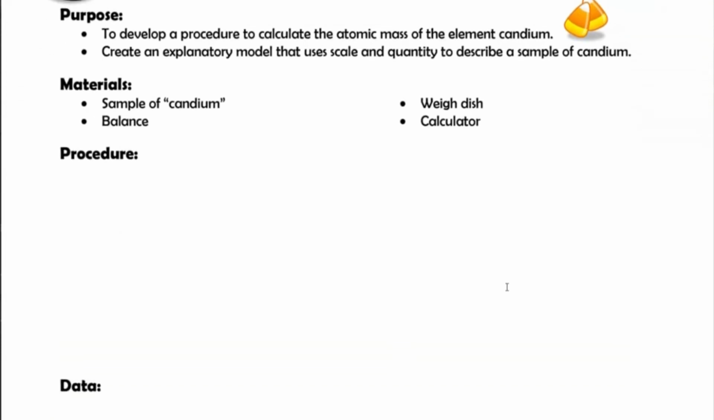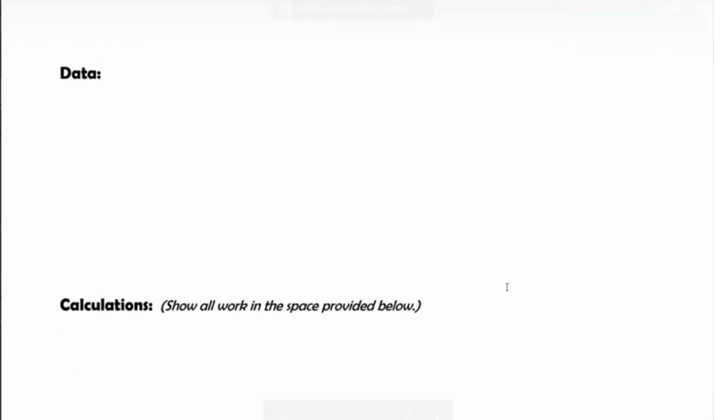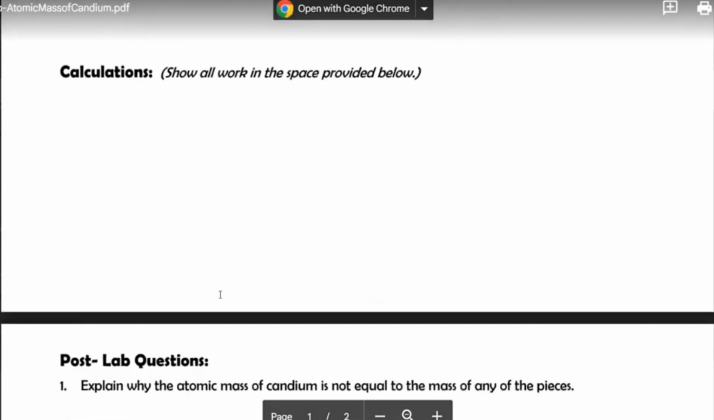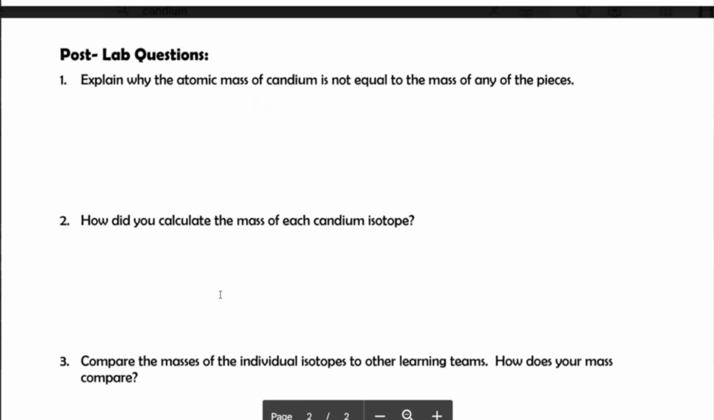So they have a space to write their procedure. They have a space to indicate what data they need to collect. And I do emphasize the importance of a table, something to organize their data. And then they have a space for calculations. And so this gives them an opportunity to plan out their procedure, their data, and then show all work for their calculations in this space. And then on the back, they have a chance to answer some post-lab questions.